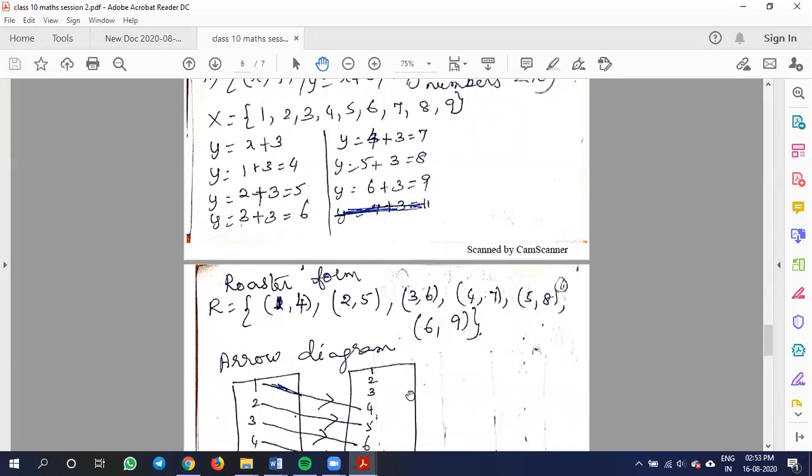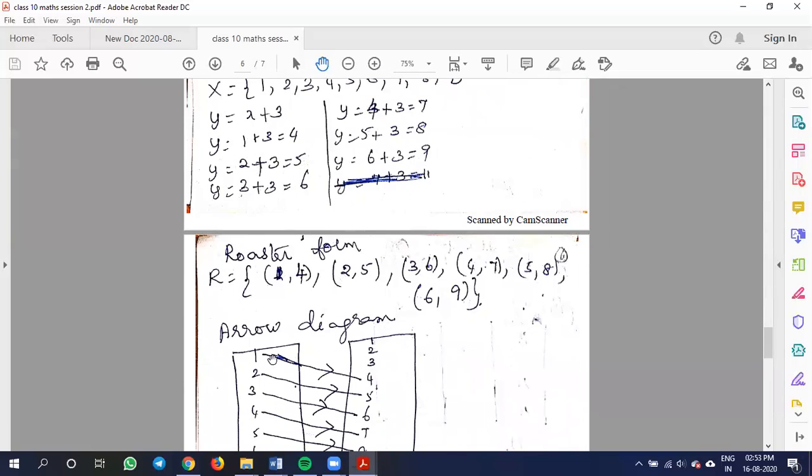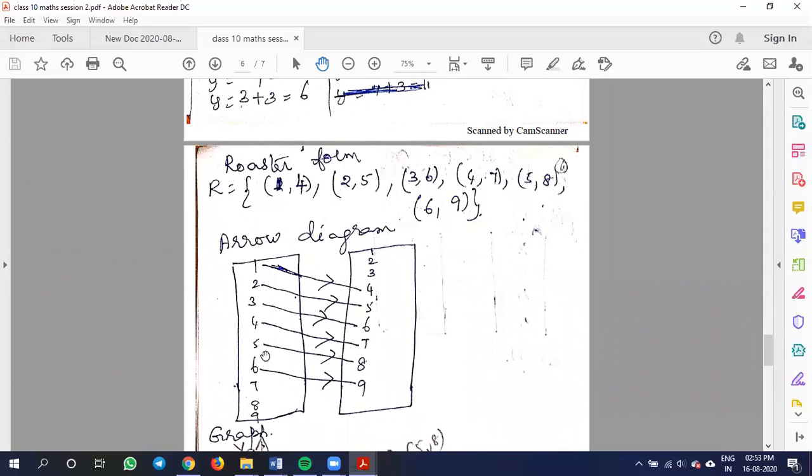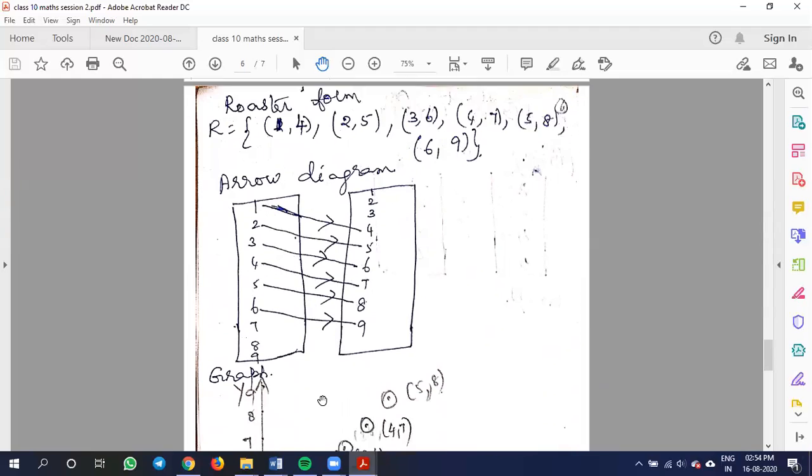Then coming to the arrow diagram. I told you, we are taking 2 sets. This is the first set, 1, 2, 3, 4, etc. up to 9. Here also up to 9. So here 1 comma 4, then 2 comma 5, 3 comma 6, 4 comma 7, 4 to be matched with 7, 5 comma 8, and 6, 9. This is called the arrow diagram.